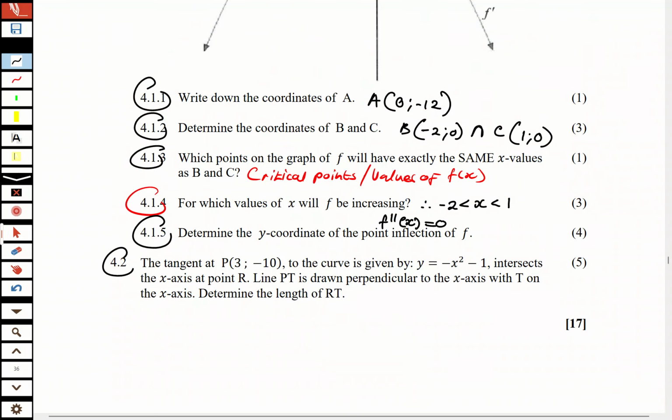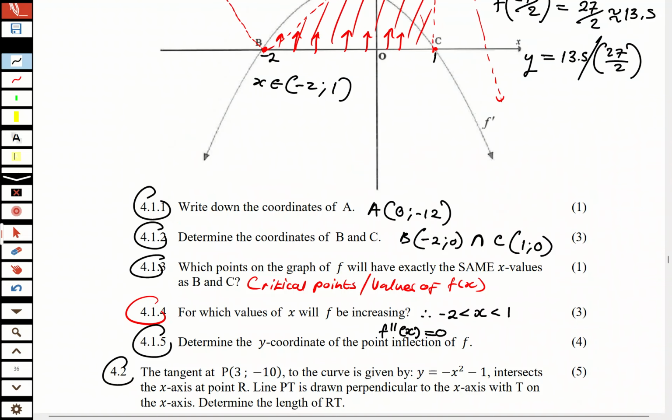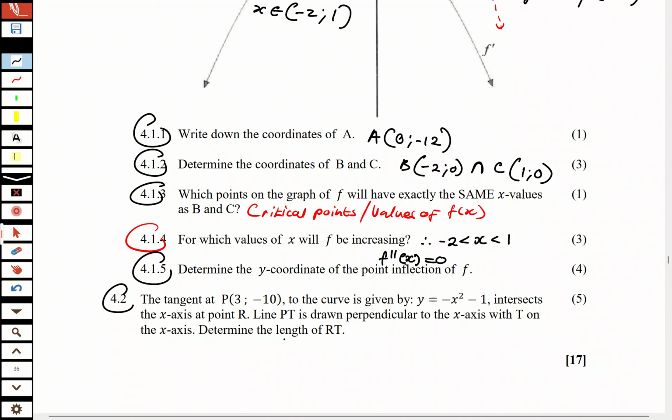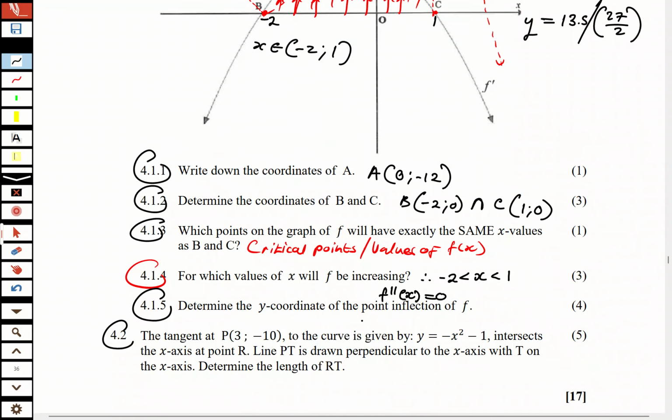So for this question, they say that we have a tangent at point P. The tangent at point P to the curve is given by this. So they say this is a tangent to the curve at this point. They say it intersects the x-axis at point R, such that line PT is perpendicular to the x-axis with T on the x-axis, so determine the length of RT.